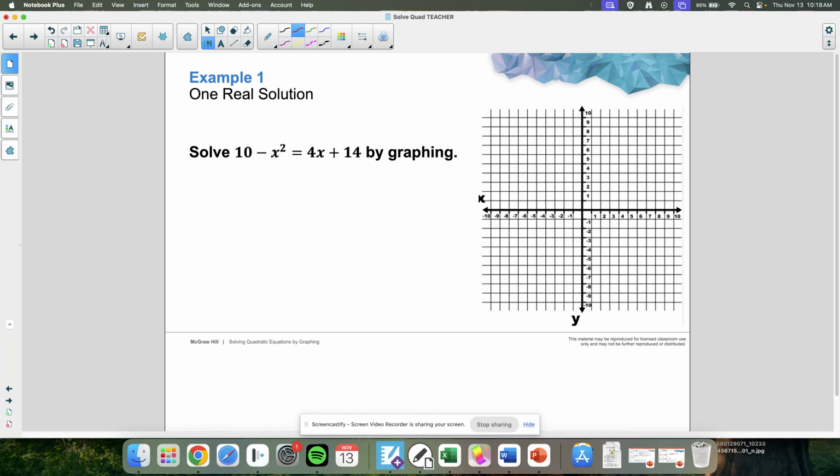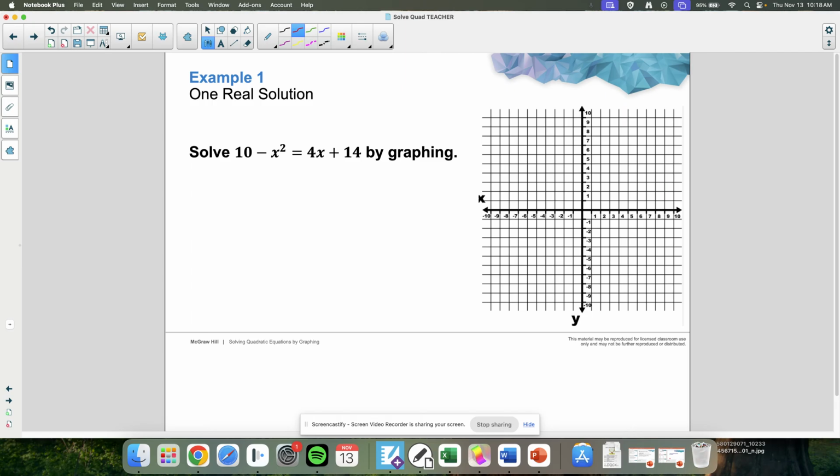When we do it, we are going to solve by graphing. So this quadratic right here, we know it's a quadratic because it's x squared. We want to solve this by graphing. When we graph, do we want our variables on two sides, or do we just want it all together? All together.